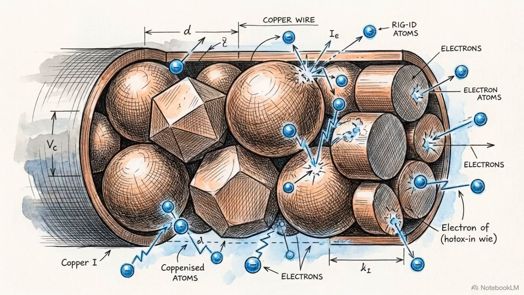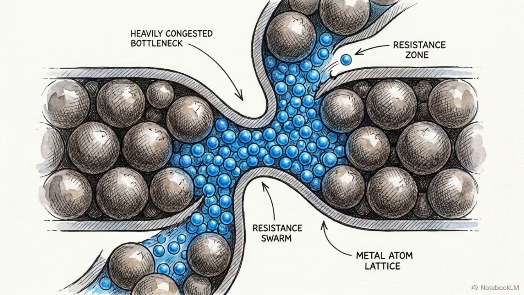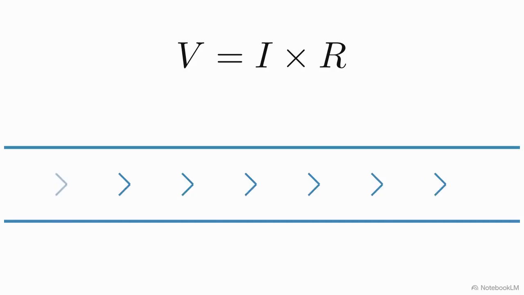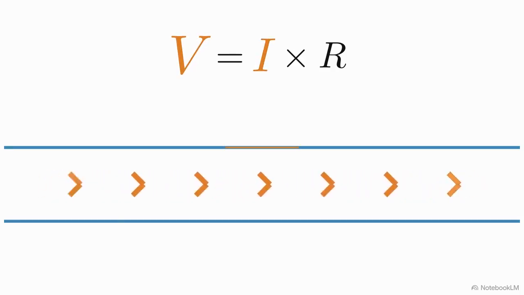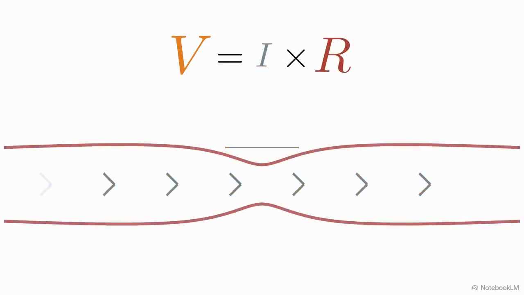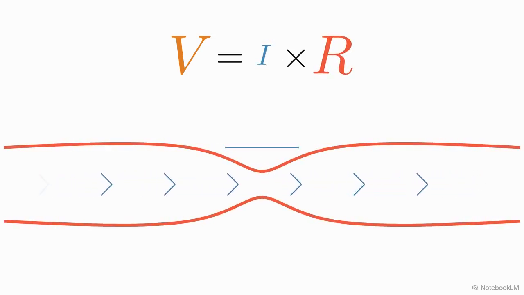But the wire isn't an empty highway. Electrons bump into the metal atoms as they travel. This creates a natural friction that opposes the flow of the current, known as resistance. This brings us to Ohm's law, written as V equals I times R. If you apply a bigger push, you get more flow, but that flow is always strictly limited by the resistance, acting as a bottleneck in the wire.